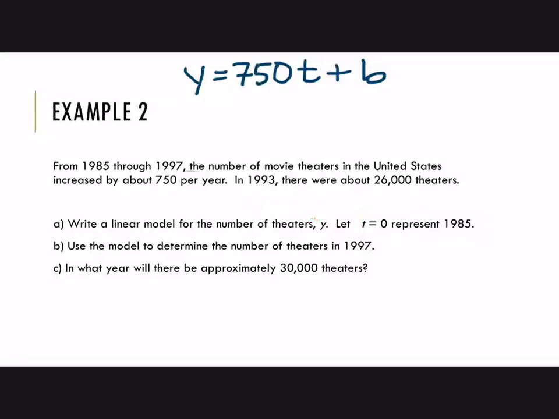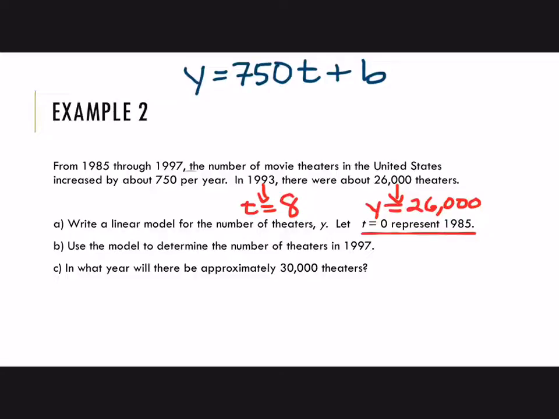Okay, well, 1993, I need to know what value of t goes with that. All right, so remember, t equals 0 is 1985. So 1993 is 8 years later. So then t would be 8. Okay, and when t is 8, this is telling me that y, the number of theaters, is 26,000. Okay, so now what can I do with this information?